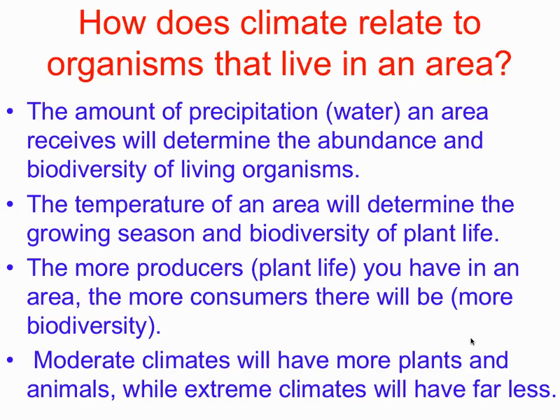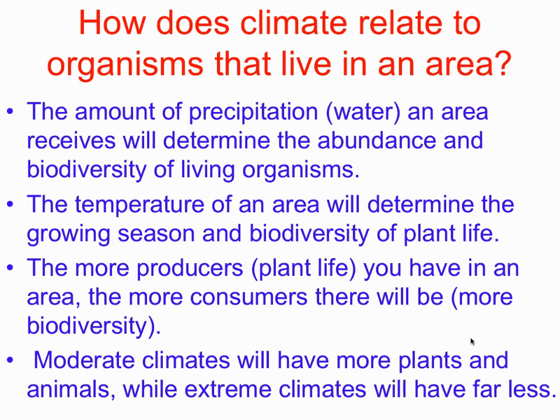How does climate relate to organisms that live in an area? The amount of precipitation or water an area receives will determine the number and the wide variety of different organisms that live in an area. So the temperature of an area will determine the growing season and biodiversity of plant life. The more producers, remember our vocabulary words from earlier in the year, the producers are plants, so the more plant life you have in an area, the more consumers, or the things that eat those plants or that eat other consumers, the more of those there will be.